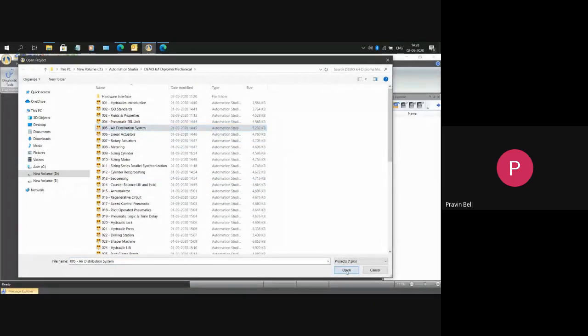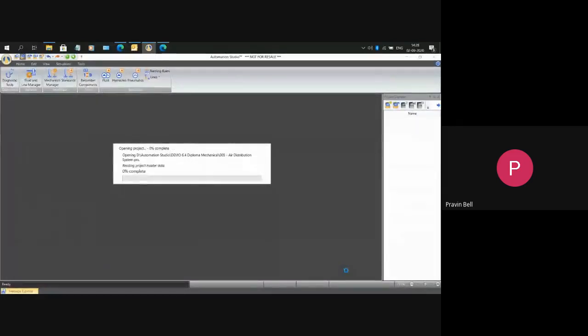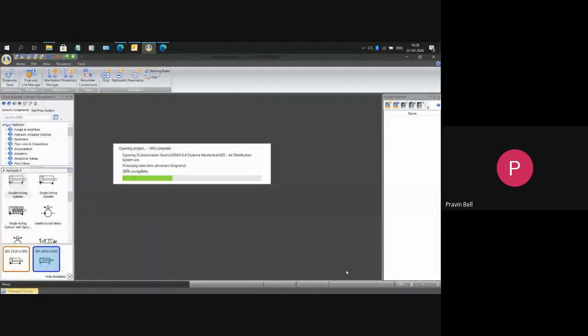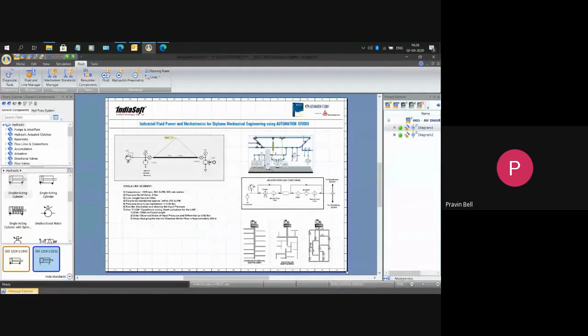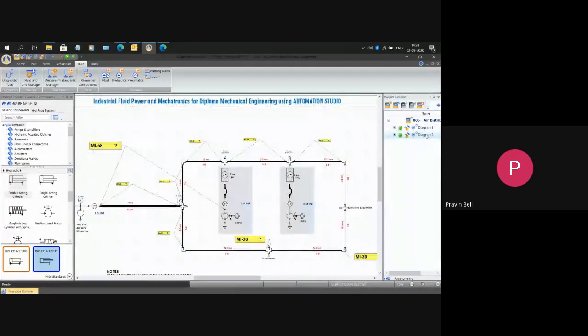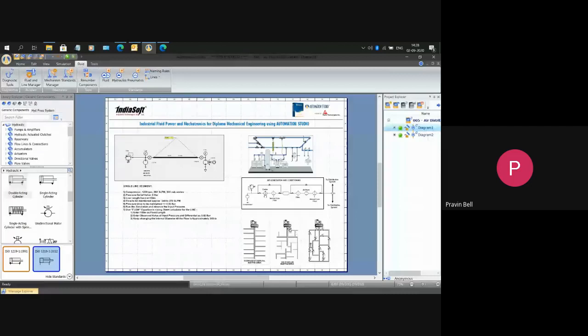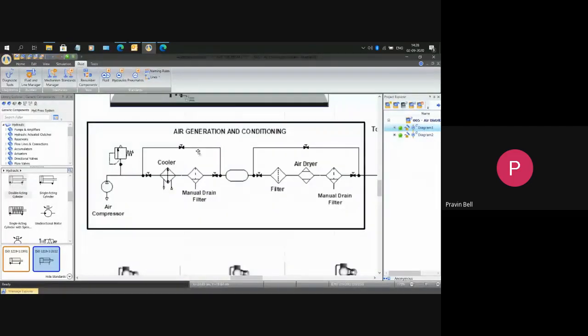Now, a lot of times I keep getting calls from professors that we want to do a study of pneumatic air distribution system, and how can we perform such a practical. So in Automation Studio, it's very easy. So anyone having a practical of air distribution system and air preparation units, you can do this in Automation Studio. For example, there is air generation and conditioning. So you have an air compressor, you have a cooler, you have a drain.